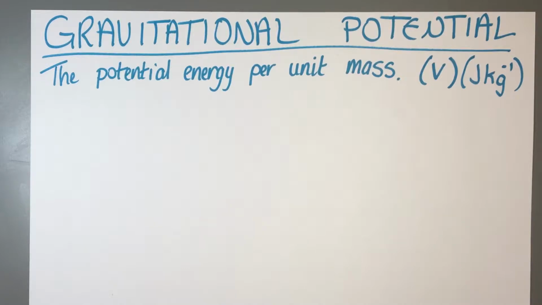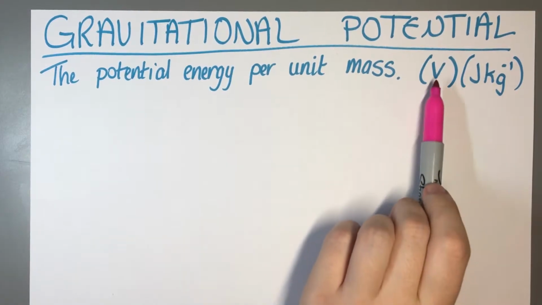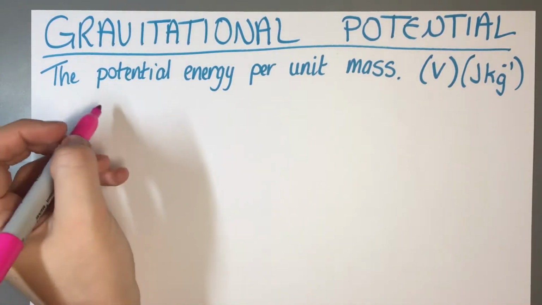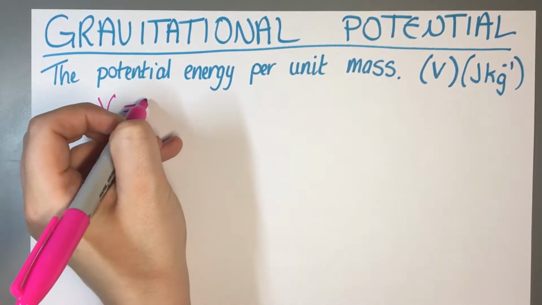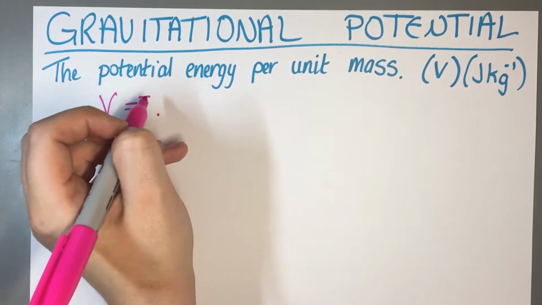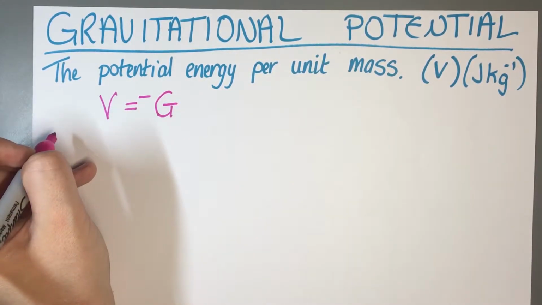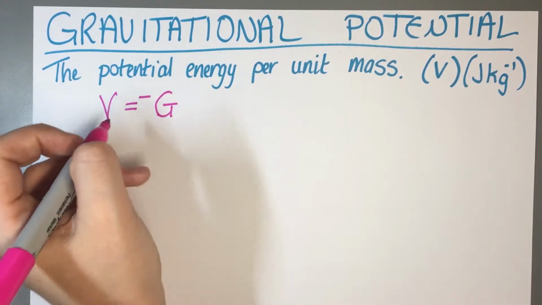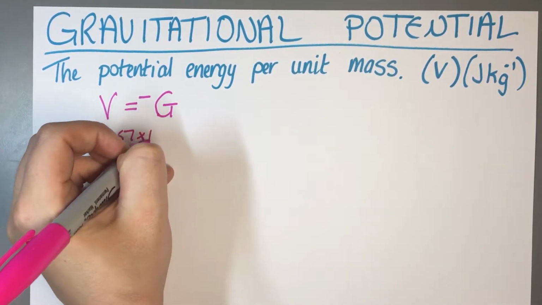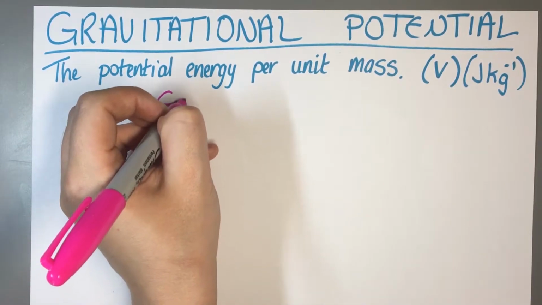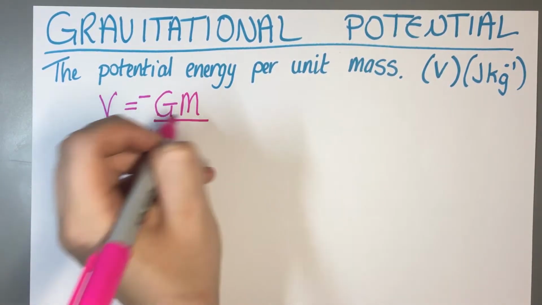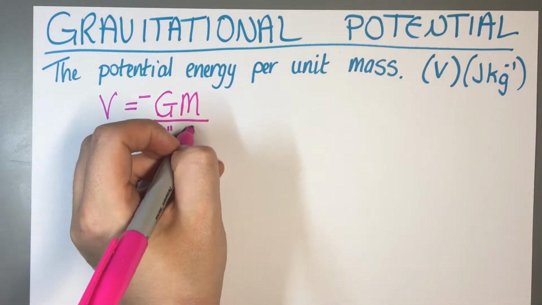So, gravitational potential, what on earth is it? We consider gravitational potential as the potential energy that a unit mass would have if it's moving through a field. If we are trying to calculate it, it has the symbol V and is measured in joules per kilogram. The way we calculate it is V is minus the gravitational constant, 6.67 times 10 to the minus 11, times the mass of the object it's moving away from, divided by the radius.